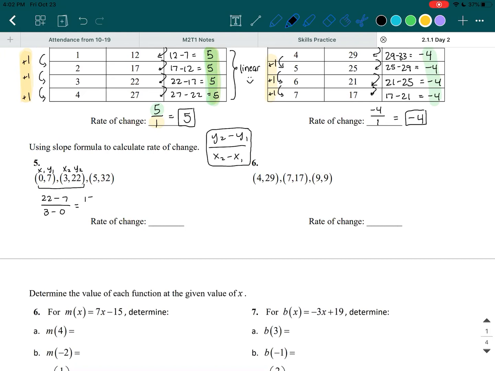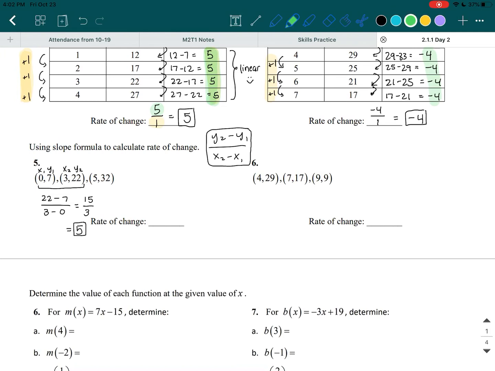So on the top we have 22 minus 7, which gives us 15, and on the bottom we have 3 minus 0, which gives us 3. When you divide 15 divided by 3, you're going to get 5. So this would lead us to believe that our rate of change is 5.